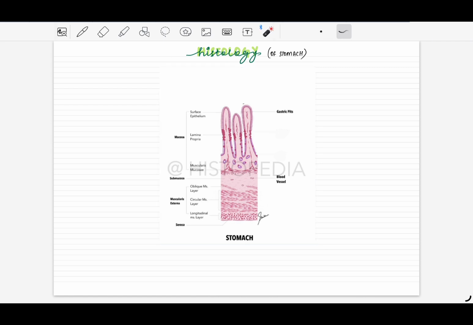We have the mucosa, which is further divided into the surface epithelium, the lamina propria and the muscularis mucosa. Then we have the submucosa. After that we have the muscularis externa, which is further divided into three muscle layers, the oblique, circular and longitudinal, and then the outermost layer is the serosa, which means that the mucosa is the inner layer and the serosa is the outermost layer, which means that the inner layer would be towards the lumen.